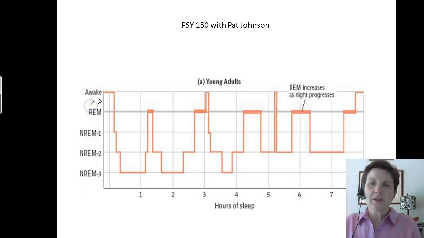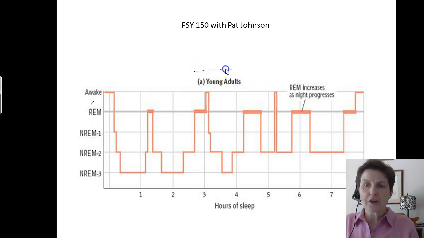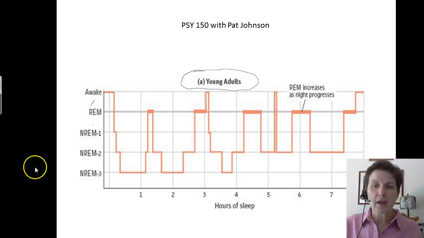All right, so this is for a young adult, which most of my students fall into. We'll also look at a typical sleep-wake cycle for an older adult. So let's take a look at what's going on here. So first of all, you are awake but relaxed. You're laying down. You are tired. You are getting ready to fall asleep.